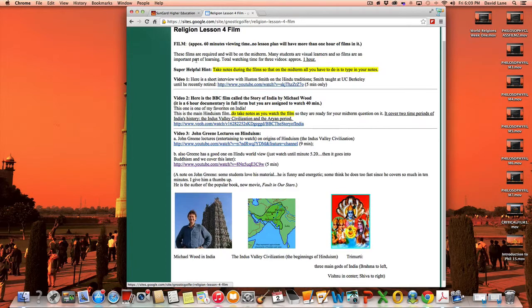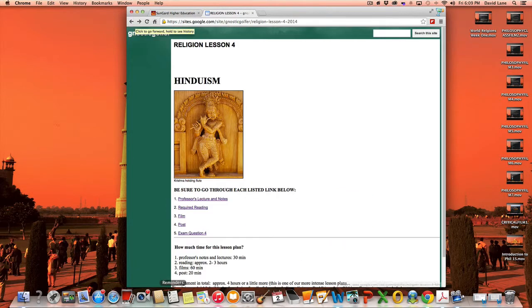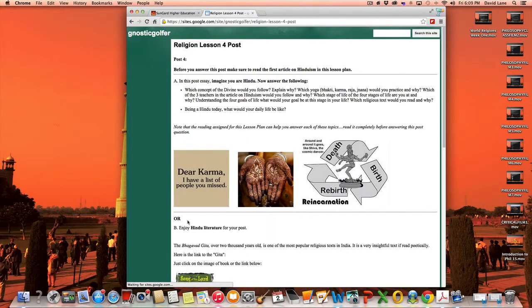So all together, if you add all of this up, it's 60 minutes. And the post question: imagine you're a Hindu, and then which idea of God would you follow? Which yoga would you follow? Which teacher would you follow? Which stage of life would you be at? What would your goal be at this time? What's your favorite religious text? So just addressing those all within a sentence or two would constitute your post. And what would your life be like if you were Hindu?